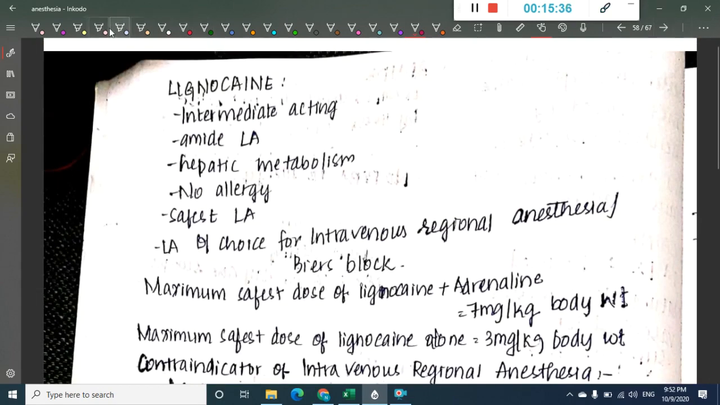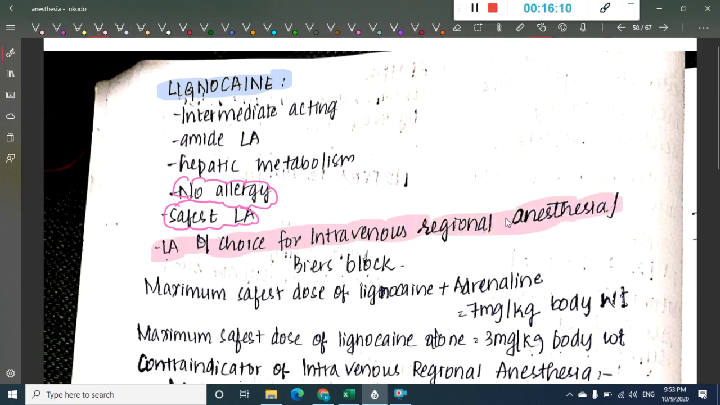Next, let us learn a few points about lignocaine first. Lignocaine is intermediate acting. It is an amide local anesthetic. It has hepatic metabolism. Obviously, if it is an amide local anesthetic, it has hepatic metabolism. One important thing is it has no allergy, and it is the safest local anesthetic.